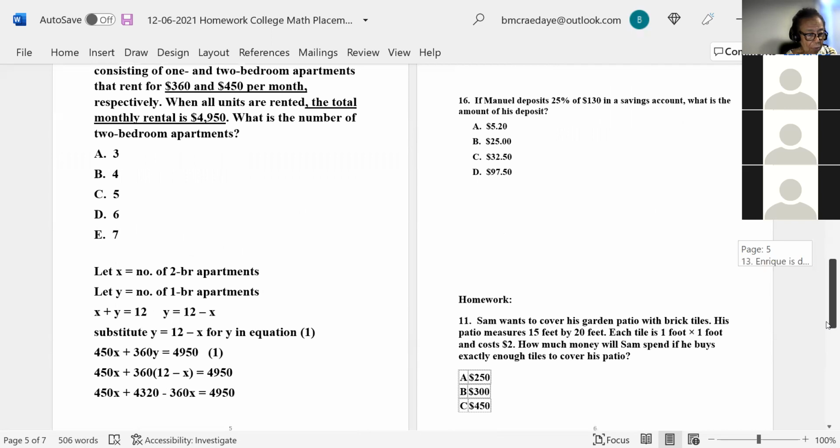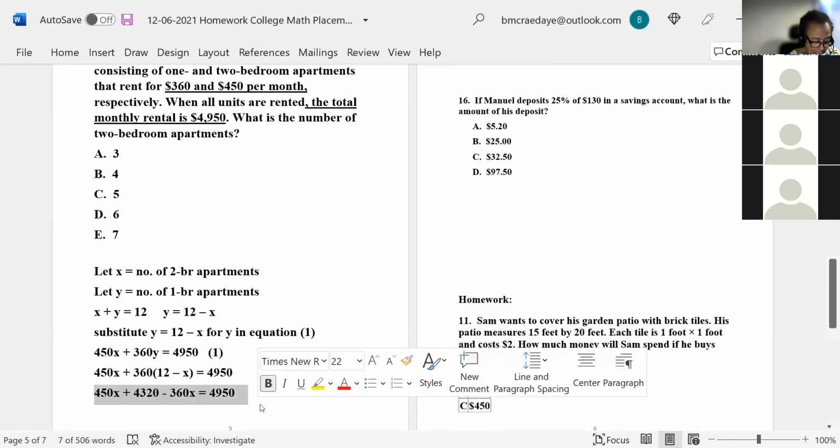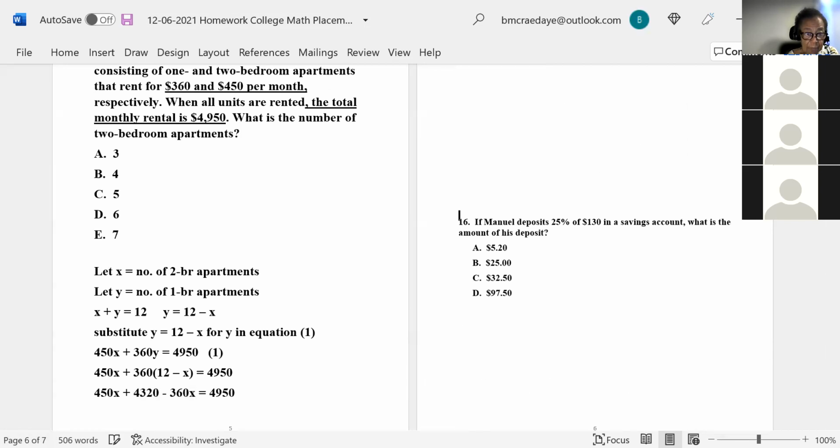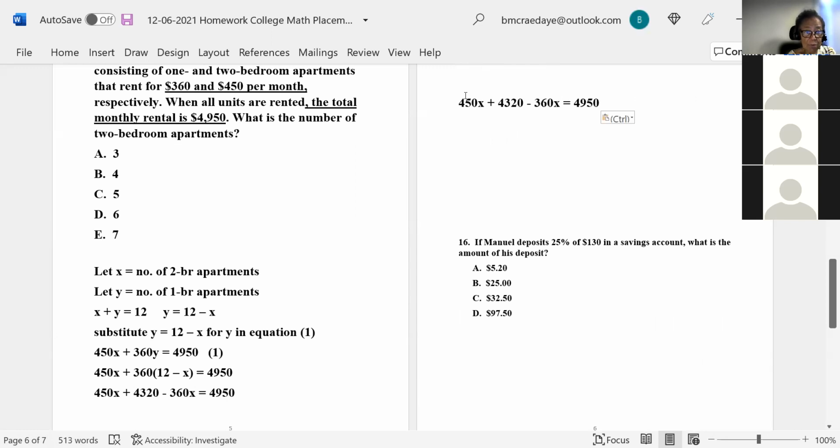Okay. Now, how would you solve this equation? I still have to put this on the next page. So let's just put that here. How would we solve this equation, Maureen? How would you solve for X?